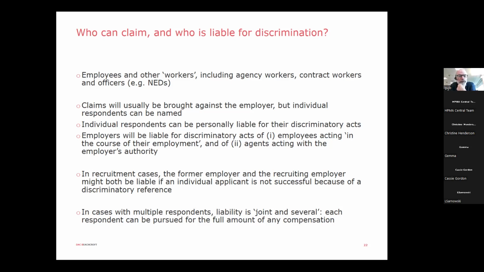As we've touched on earlier on, claims will usually be brought against the employer, but in discrimination claims and also in whistleblowing claims, by the way, individual respondents can be named as individual discriminators, and they can, in principle, be separately liable for any compensation. And I'll explain a little bit about how that works at the end of this slide.